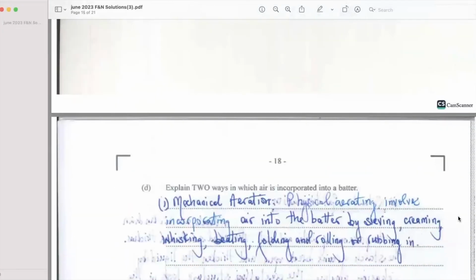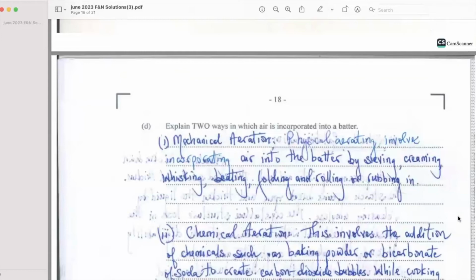All right. Explain 2 ways in which air is incorporated in a batter. So a mechanical one is one of them. It's a physical aerating involving incorporating air in the batter, such as sifting. So when you sift the flour, for instance, that is one of the mechanical ones. When you do creaming, whisking and beating, those are mechanical.